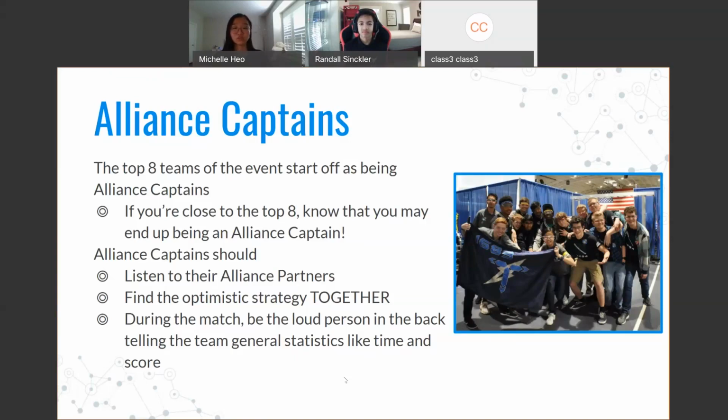During the match, you should be that loud person in the back yelling out scores and time to make sure everybody is on the same page. And you should also be coaching your own team. There will be situations in which something goes wrong, like a robot malfunction. Then you have to alert everybody else and come up with a new strategy or continue the old one and share that information. In short, the alliance captain, and I cannot emphasize this enough, has to be a great communicator, or else a series of miscommunications will cause the alliance's downfall.